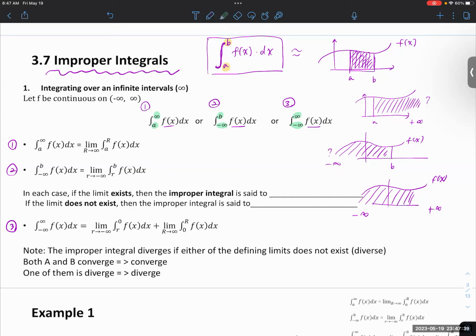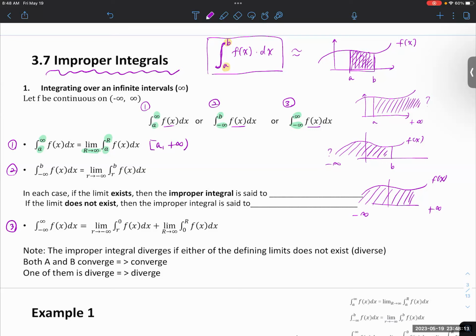So here's the first case, from a to infinity. By taking the limit concept, a is still there, but instead of writing infinity, I'm going to write r and take the limit. We know where r is heading: r is approaching infinity. By taking the limit, you might be able to estimate the area of the function from a to infinity. The key point is that this includes a all the way up to infinity.